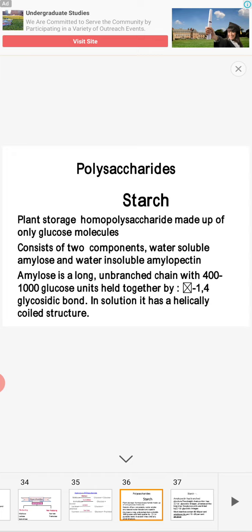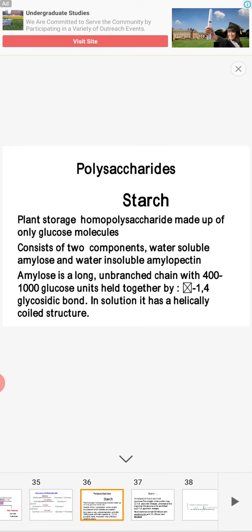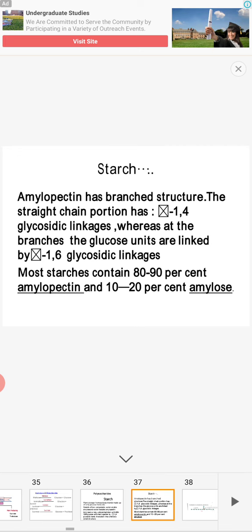They contain about 400 to 1000 glucose units held together by alpha 1,4 glycosidic linkage. It has a helical structure. As I told, amylopectin is branched. The straight chain portion has alpha 1,4 glycosidic linkage. See, in the straight chain, what is the linkage? Alpha 1,4 linkage. Wherever the branching point is, there is alpha 1,6 glycosidic linkage.